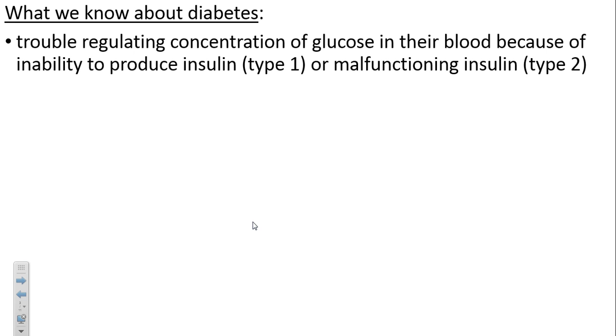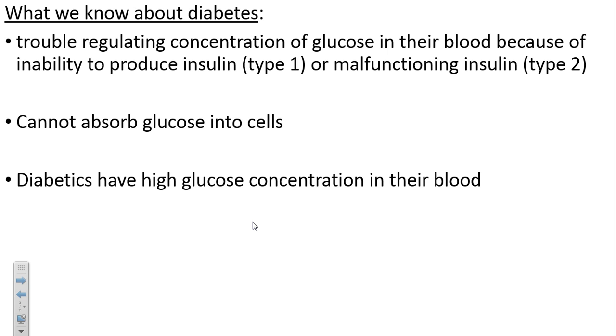type 1 diabetes diagnosis. Based on things we already know about diabetes, we know that diabetics have trouble regulating the concentration of glucose in their blood, because if they are a type 1 diabetic, they actually do not have the ability to produce an adequate amount of insulin. Or in a type 2 diabetic, they have malfunctioning or improper insulin, or the cells don't react to insulin in a correct manner. Because of this inability to produce insulin or the malfunctioning of insulin, their cells can't absorb glucose. This results in diabetics having a high glucose concentration in their blood.